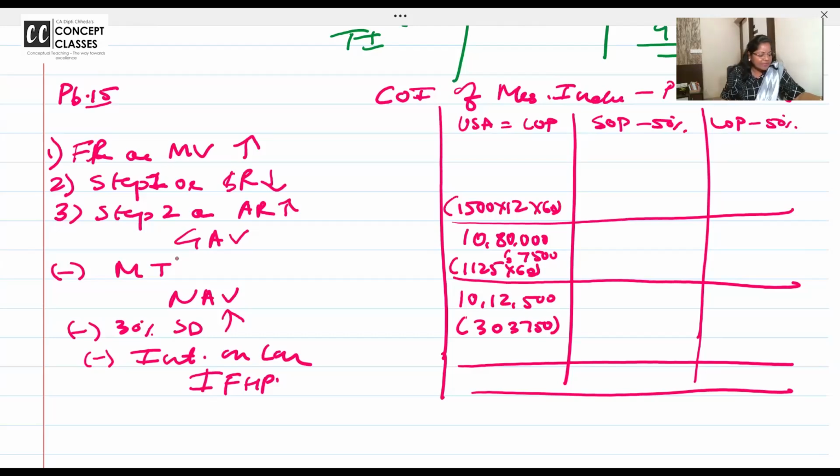And then we have the interest on loan. Is there any interest on loan for the foreign property? No. So directly, how much income are you getting? Quick answer. 7,08,750. Thank you.